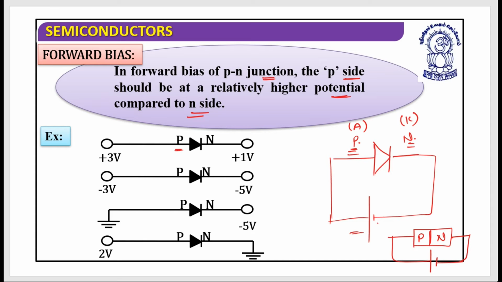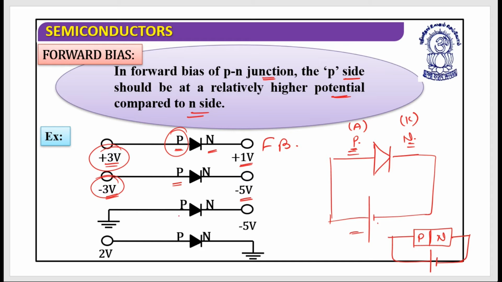Look at this. This P-type material has been connected to 3 volt and this N-type is connected to 1 volt. So there is a potential difference of 2 volt, and the P-type material is connected to the higher potential. That means this is the case of forward bias. Again, one more thing: this P-type has been connected to minus 3 volt and this N-type has been connected to minus 5 volt. So again, this P-type material is at relatively higher potential. This is what we call a forward bias.